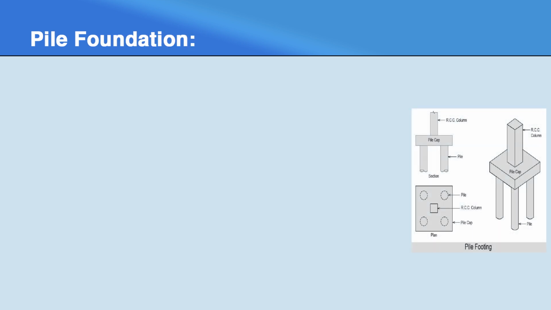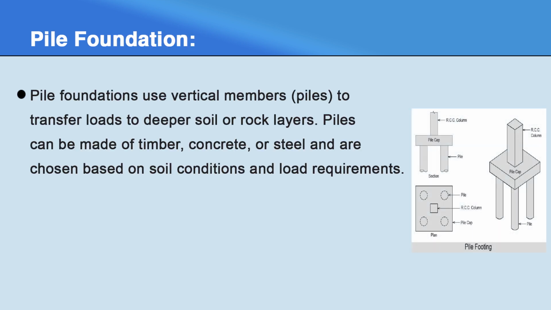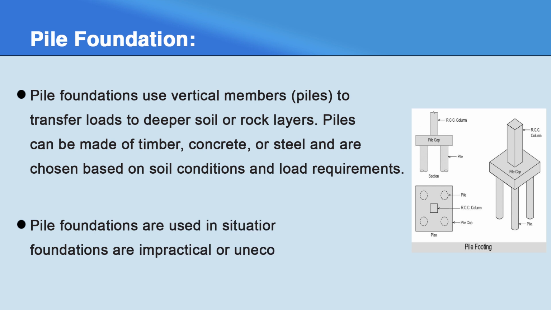Then the next is pile foundations. Pile foundations use vertical members, that is pile, to transfer the load to the deeper soil or rock layers. Piles can be made of timber, concrete or steel and are chosen based on the soil conditions and the load requirements. Pile foundations are used in situations where shallow foundations are impractical or uneconomical.